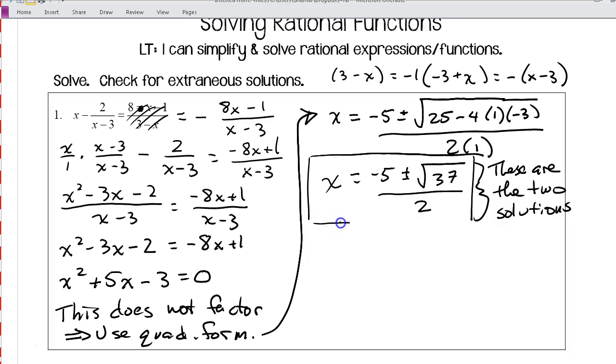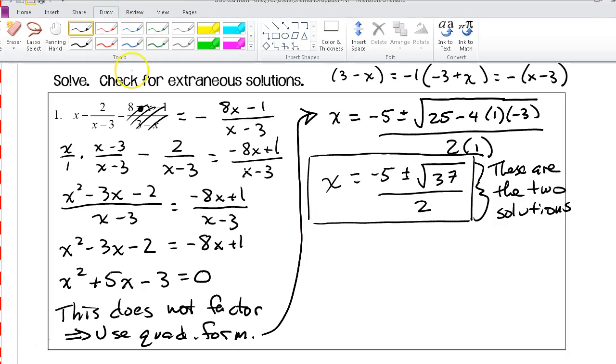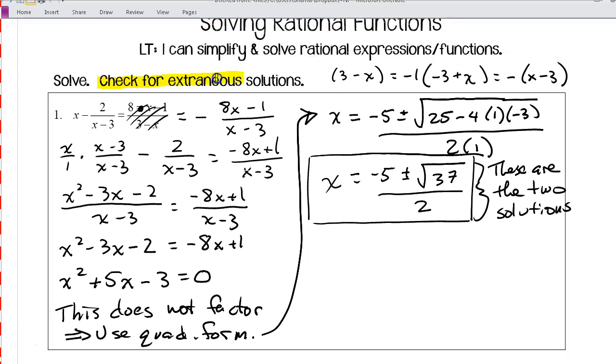And then what we need to do next, you see up here it said check for extraneous solutions. When we talk about extraneous solutions, these are solutions that would make the denominator 0, because we can't have 0 in the denominator. So normally, again, what we would do is we would take these values and make sure that they don't make the denominator 0. Obviously, this does not equal 3, so it's not going to make our denominator 0. So there are no extraneous solutions.